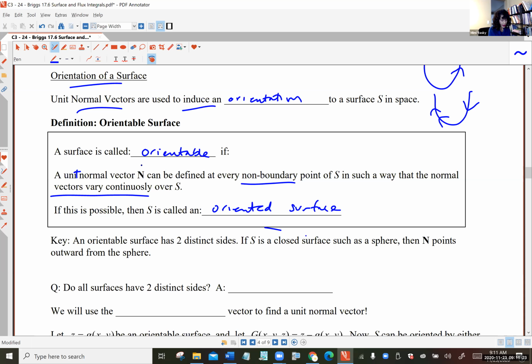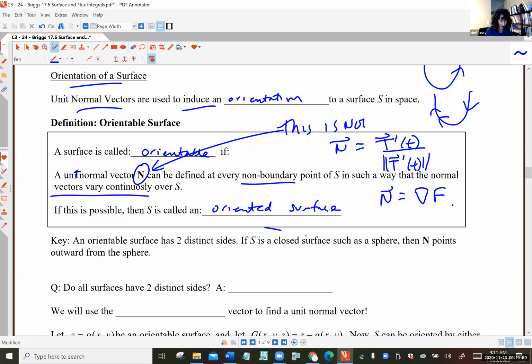Now this N, by the way, is not the same N that you used with vector valued functions. So I just want to say this is not the N equals big T prime of t over the magnitude of big T prime of t. Well, which N is it? It's going to be the unitized version of the gradient. So big N is going to be del big F unitized. Okay, and we found del big F when we found a normal vector to a surface.